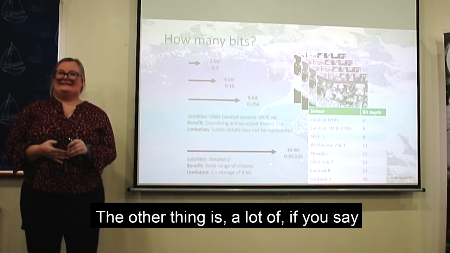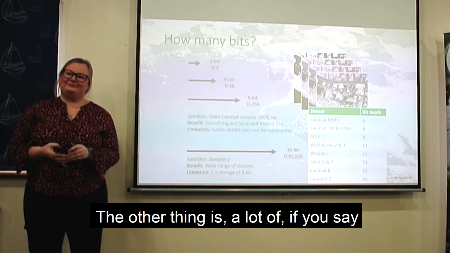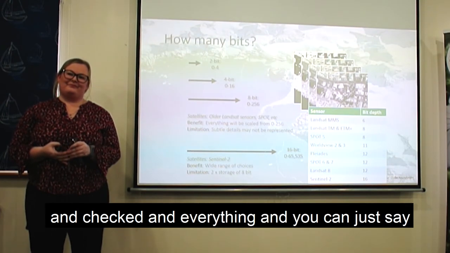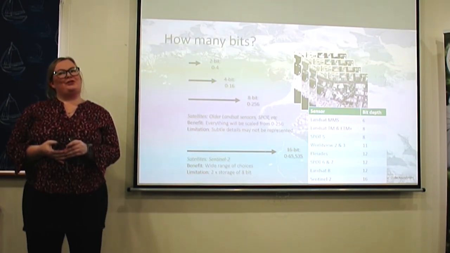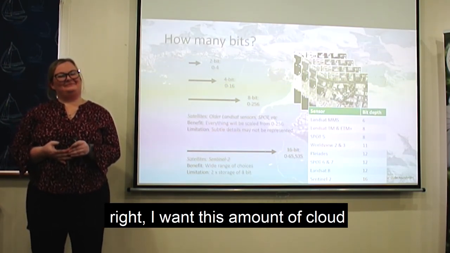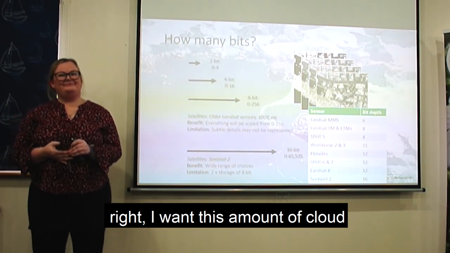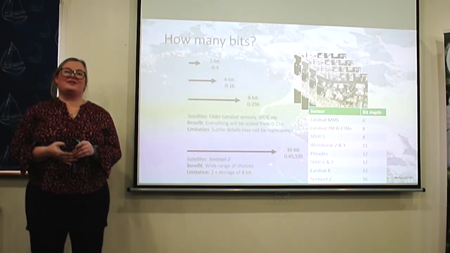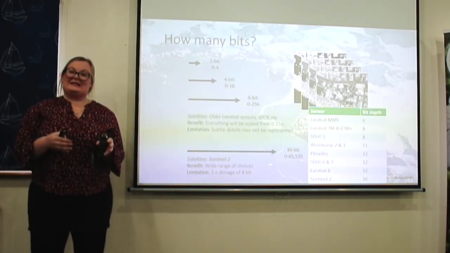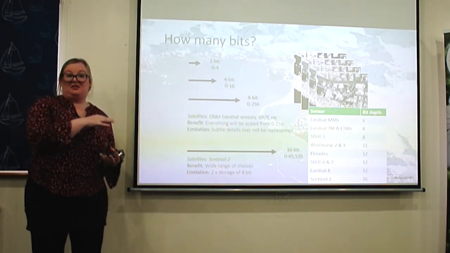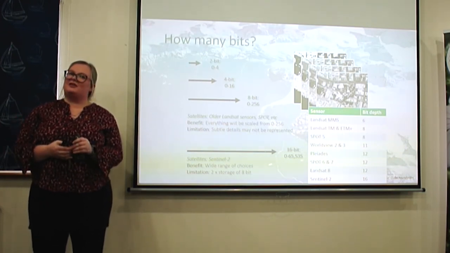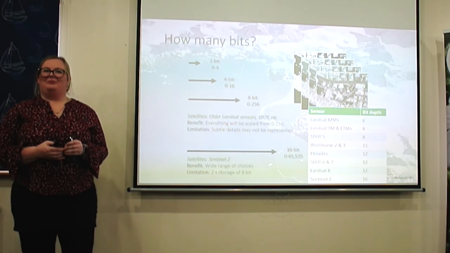I was going to say, the other thing is, if you go on Copernicus and download data from there, it would have been pre-processed and checked and everything. It depends which one you download. Well, it gives you the tool to search for things like cloud. But if you download level 1C data, then it's not being corrected for the atmosphere, for example. They do process to surface reflectance, but it's not great. I wouldn't recommend it, not from ESA, anyway.